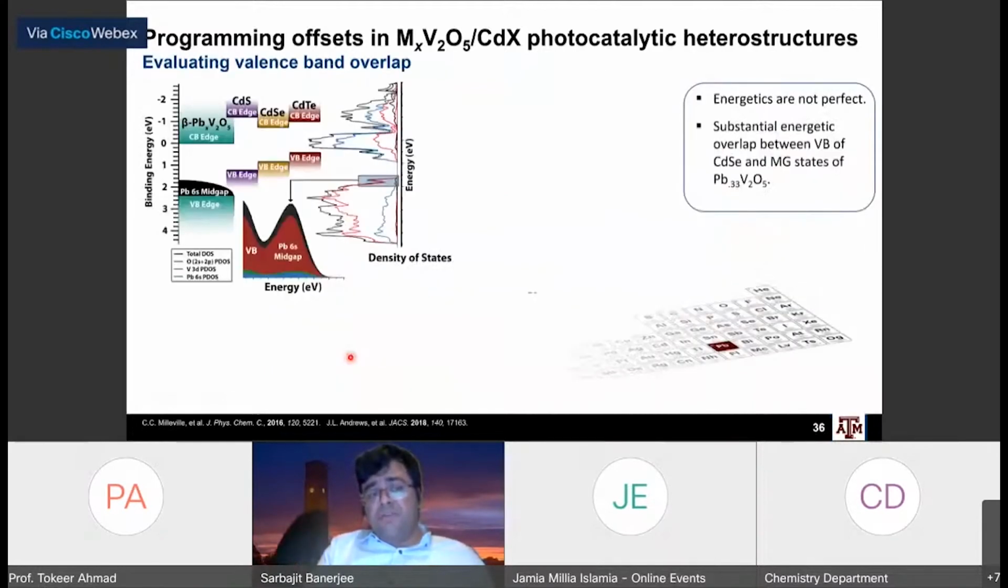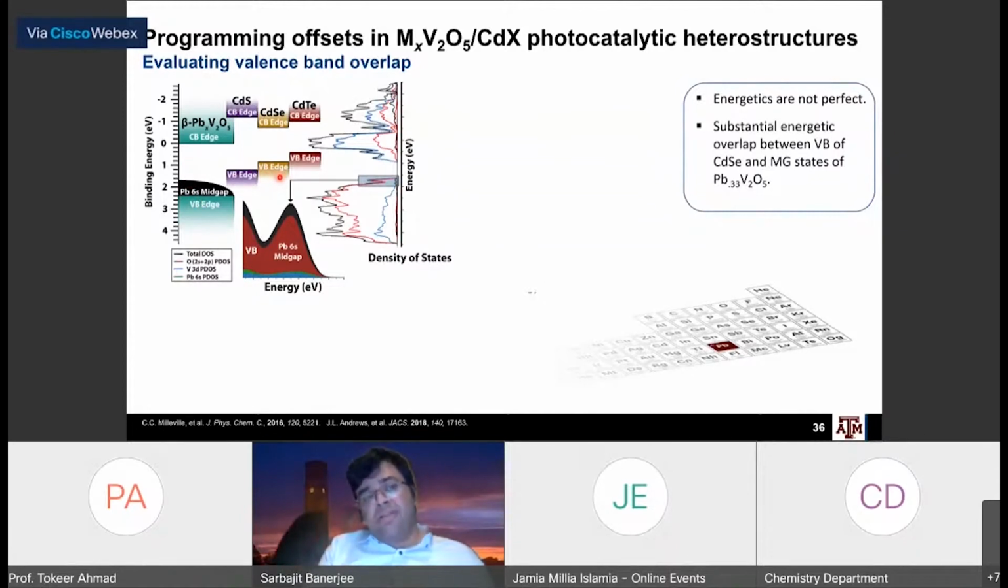Okay, so our first attempt fell a little short. We did get very, very good overlap of lead 6s states with the valence band edge. But as you can see, the valence band edge for cadmium selenide is a little bit high, and so we'd really like to push this a little bit higher.